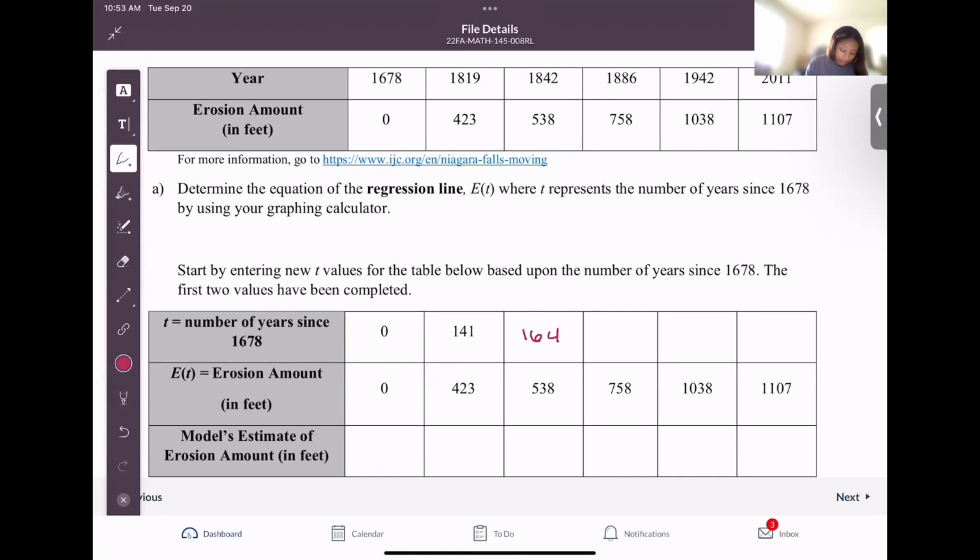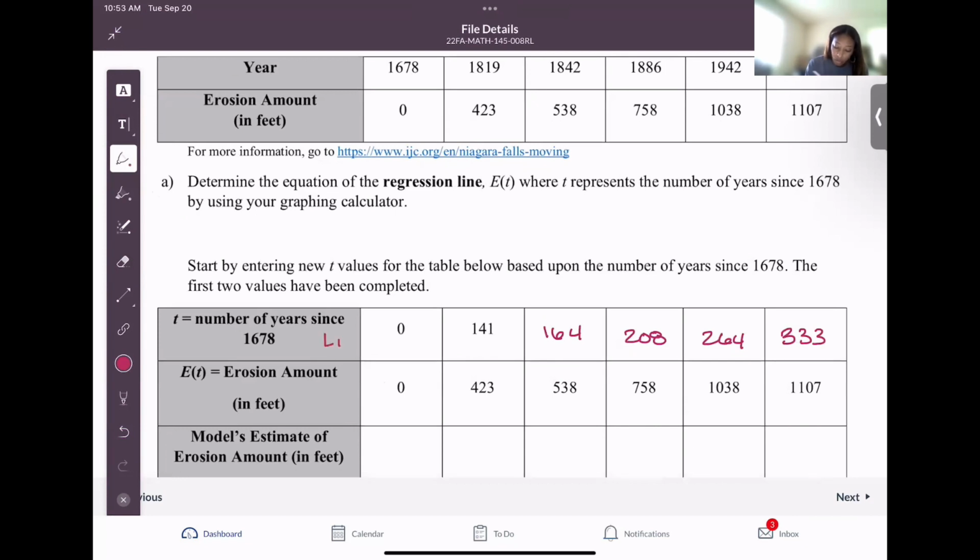And then we have 1886 minus 1678, which would be 208. And then we have 1942 minus 1678, 264. And the last one, 2011 minus 1678, 333. All right, so these are the values we're going to use as our input and put into L1.